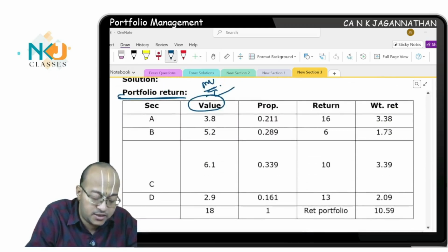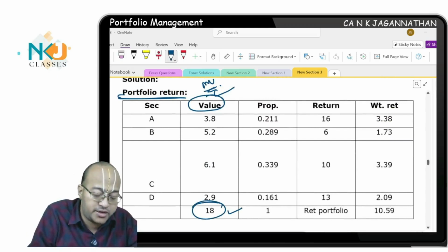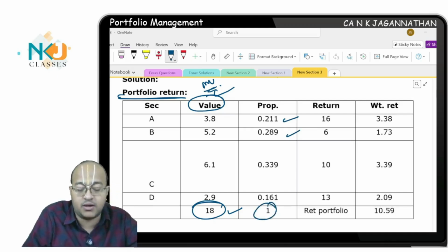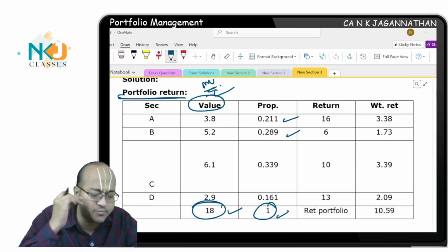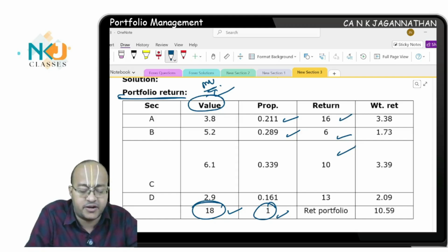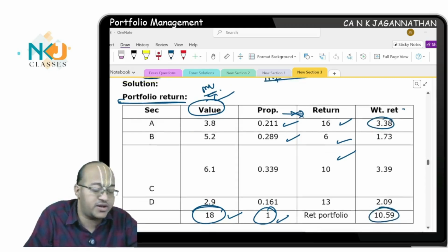Securities A, B, C and D, the total comes to 18 million. Out of this, the proportion of A is 3.8 divided by 18, then 5.2 divided by 18, 2.89 and so on. Like this, you need to consider the market value. Are you understanding? The weight of the securities inside the portfolio are market value weights. Next, the return of the portfolio is given, and weight into return gives the weighted return. The total of this weighted return comes to 10.59%.